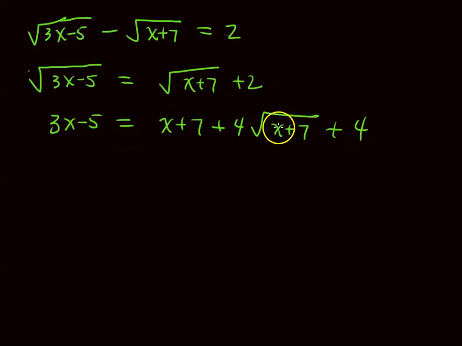Now we have another radical here still. Let's isolate it. The 7 and the 4 together is 11. I'm going to subtract 11 and I'll get a negative 16 over here. Here's an x that I'm going to subtract and I'll have 2x here. That equals the 4 times the square root of x plus 7.